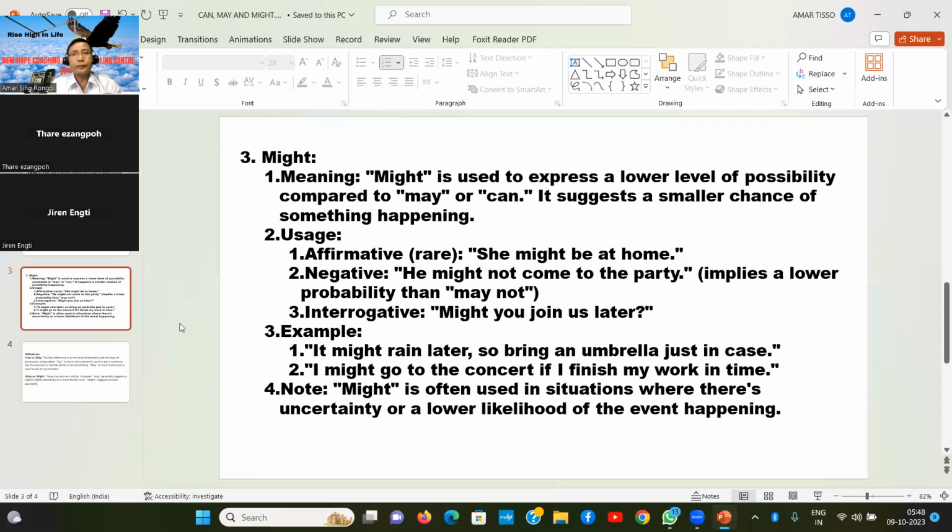You can go. She might be at home. By chance you may meet her if luck is there. Somehow she might be at home.